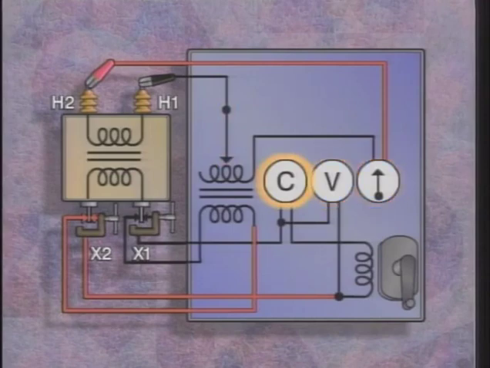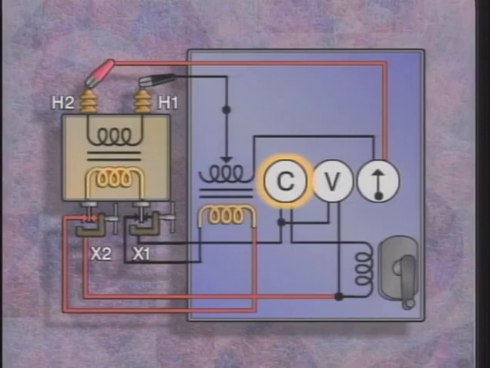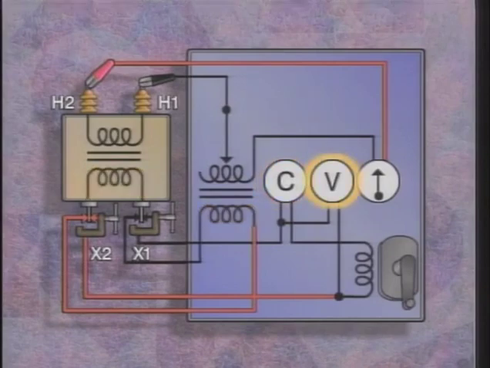The test set also includes 3 meters. The left meter is an ammeter. It indicates the energizing current to the low voltage windings of both the power transformer and the reference transformer. The middle meter is a voltmeter, which indicates the generator's output voltage that's applied to the low voltage windings of both transformers. The right meter is a null detector.